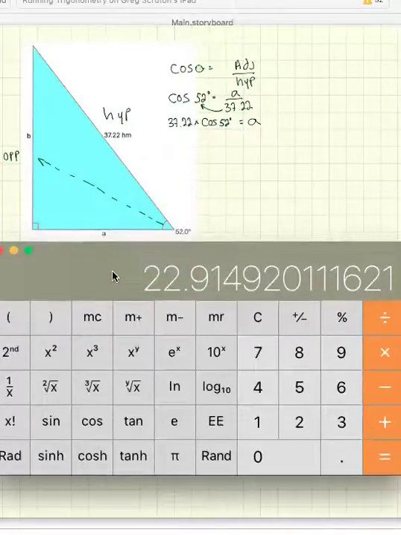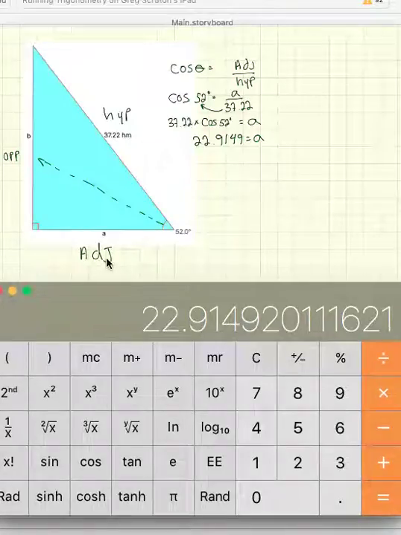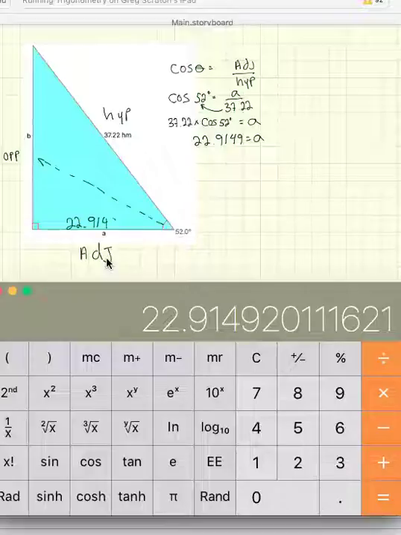22.9149. All right, so I'm just going to round to 4 decimal places. So 22.9149 is equal to A. And I'm just going to copy that into memory. That'll come in handy later. And maybe I'm going to write it on my diagram. So 22.9149 hectometers. All right, now the opposite side.